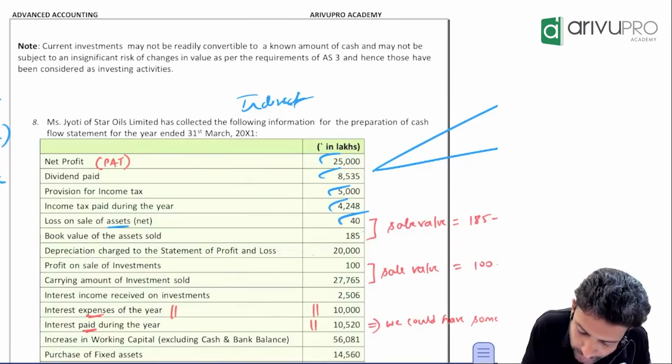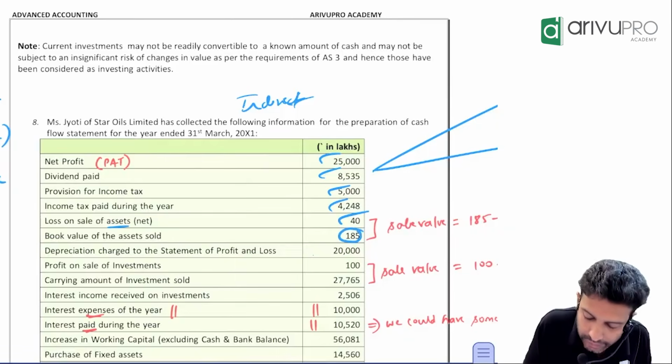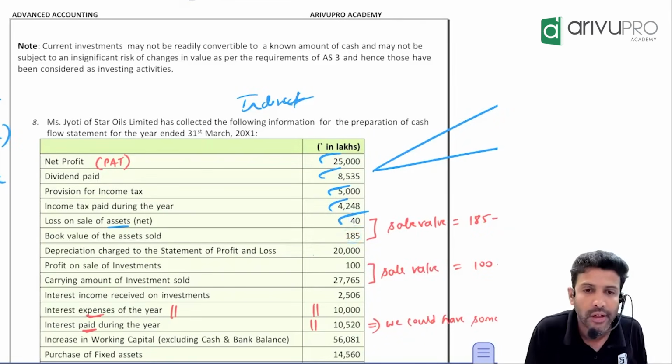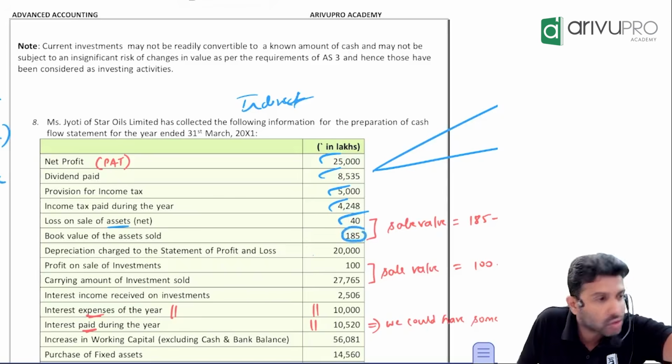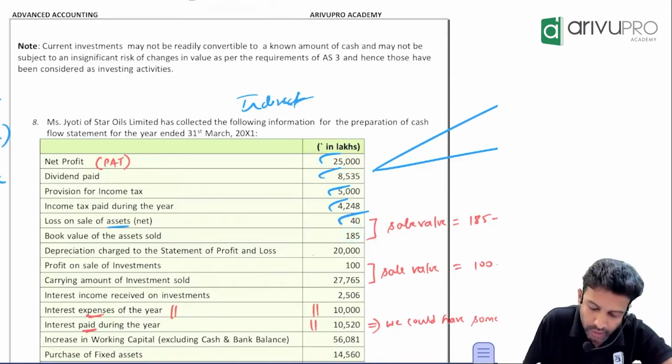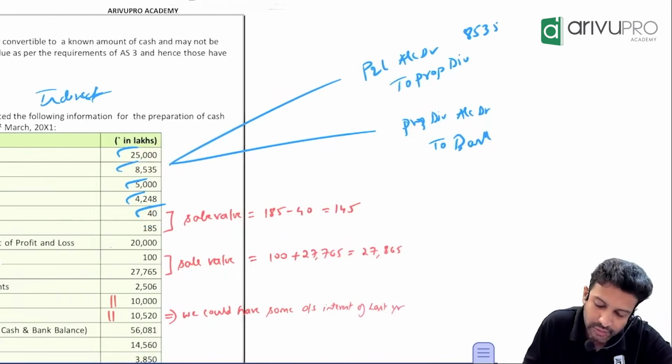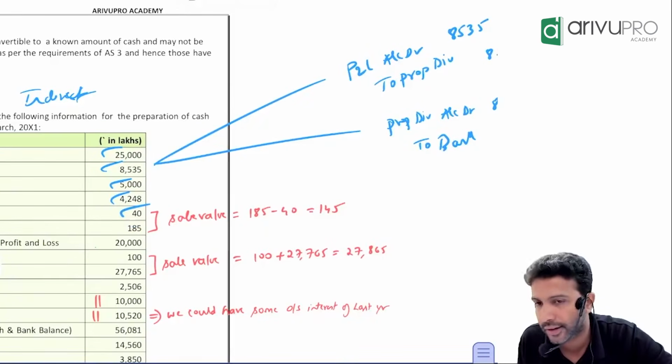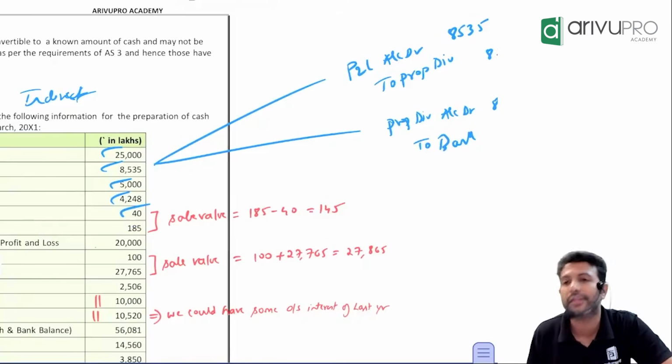Sir, what is the book value of the asset sold? 185. But you have sold it at how much loss? Book carrying amount is 185. You have sold it at a loss of 40, meaning your selling price is less. What is your selling price? 185 minus 40. Your sale value is how much? 145.